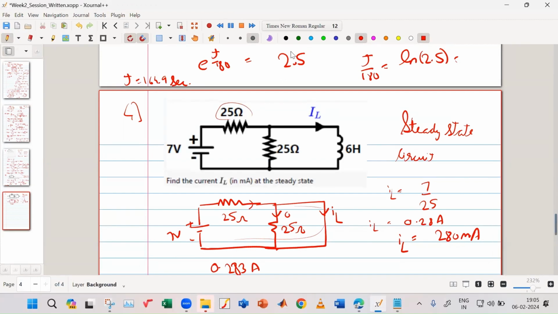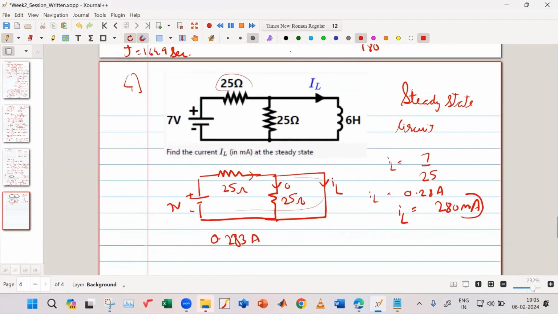So you keep that in mind. But the main thing is the unit. Unit is something where you can make an error. Unit is important, plus the direction. If the direction was like this, you might calculate and get 280 milliampere, but they would want a minus in case the direction was opposite. So these small mistakes can cost a lot. So be careful.